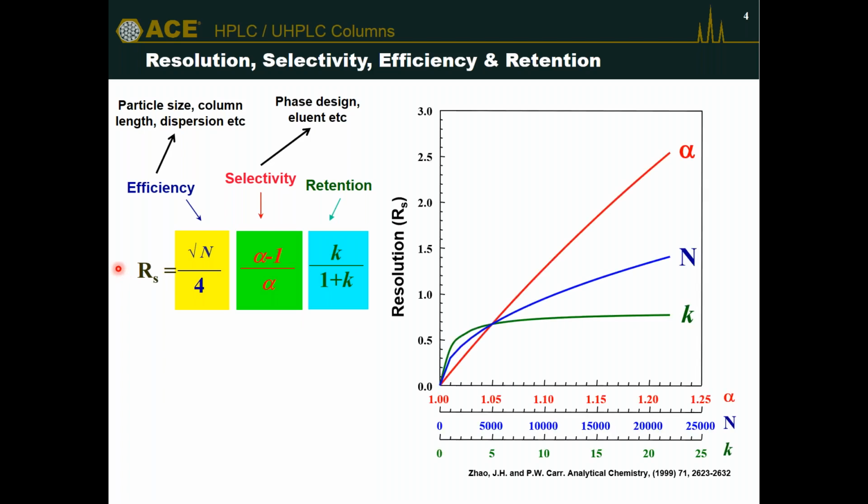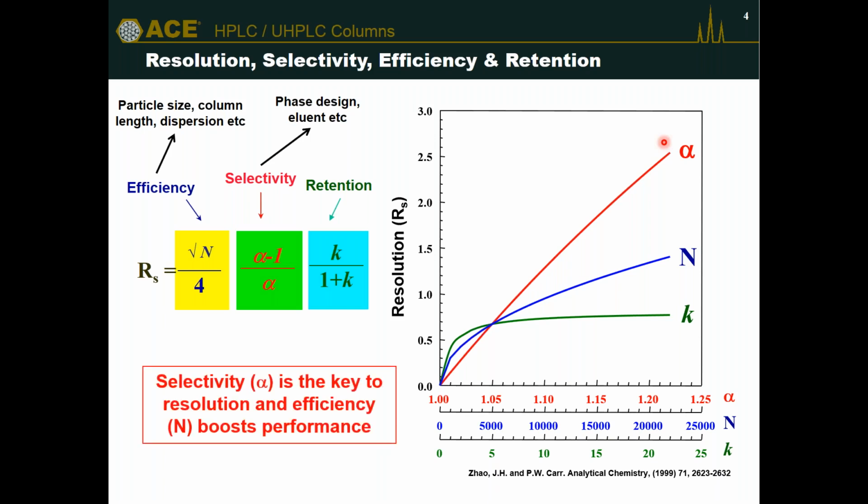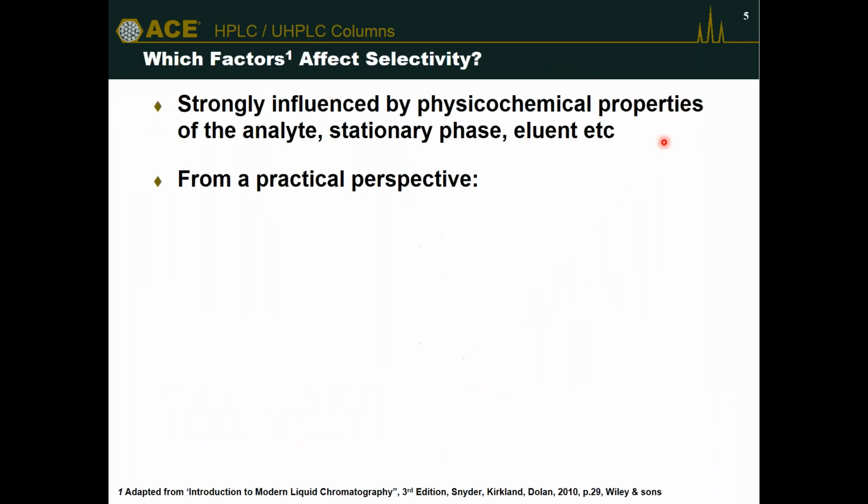When we look at this equation in a graphical format, we have resolution on the y-axis, and then selectivity or alpha, efficiency, the number of plates, N, and retention factor, k, on the x-axis. We can see quite clearly that selectivity is very powerful with respect to resolution. So anything we do in our method development activities that maximizes selectivity also maximizes resolution for us. Selectivity is a very useful parameter. I think it's fair to say that selectivity is the key to resolution in chromatography. And of course, some of the other parameters such as efficiency help boost performance.